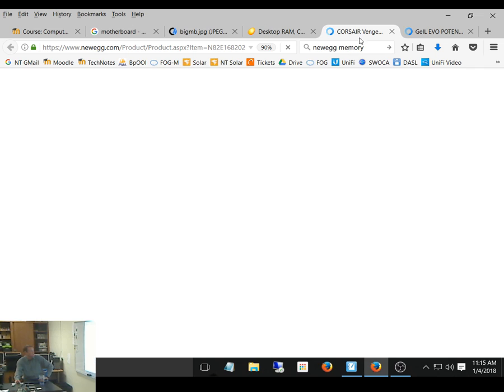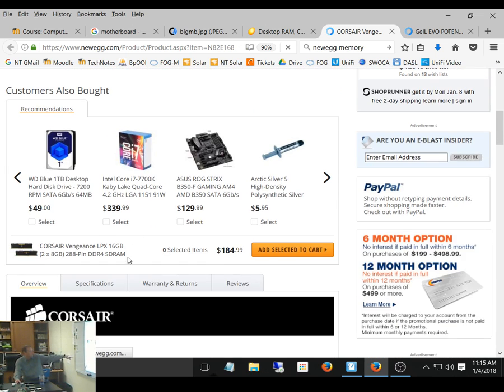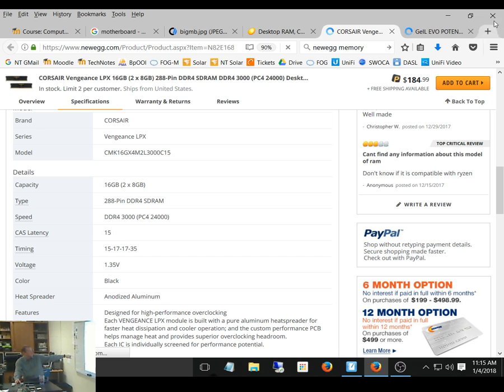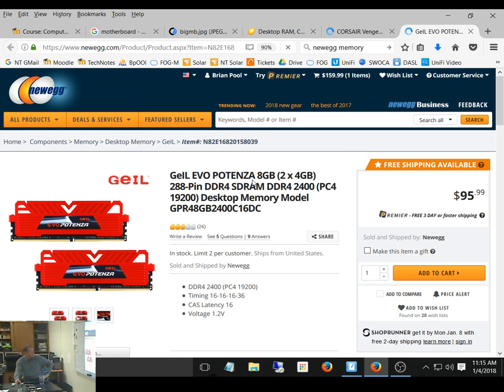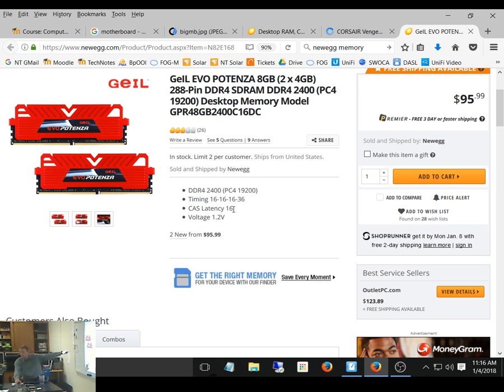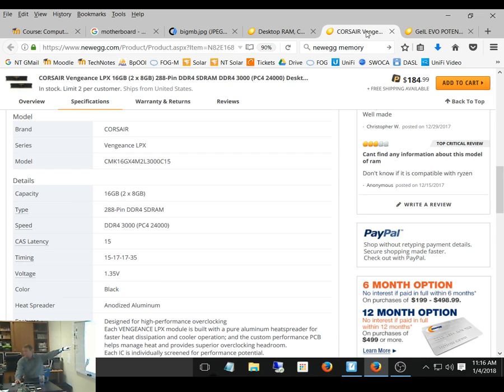Actually, we'll look at two different ones. So this one is DDR4 3000, and its latency is 15. This one is DDR4 2400, and you can see the latency is slightly slower. So this one is way better than this one, because I have a lower latency with a faster speed, right?